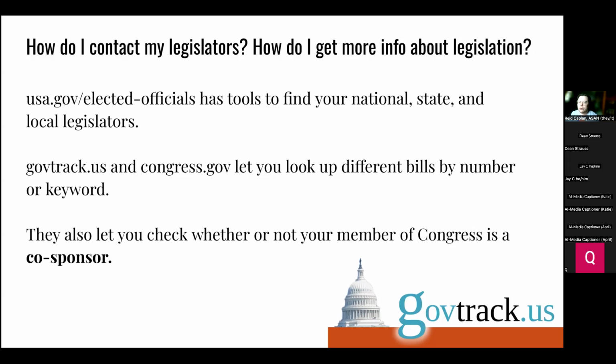So I mentioned co-sponsorship earlier. In Congress, there needs to be a certain number of co-sponsors before the bill can be brought to vote. And so you can check beforehand whether or not the member of Congress you're going to talk to is a co-sponsor. And if they're not for the bill that you care about, that is something that you can ask them to do when you talk to them.